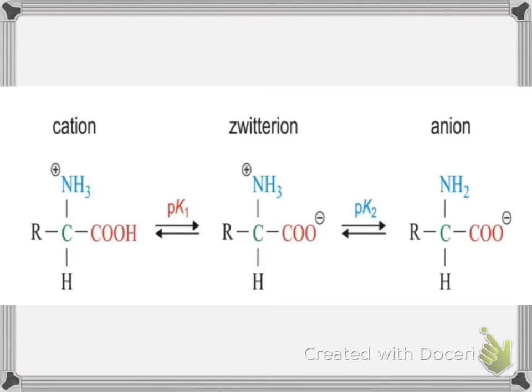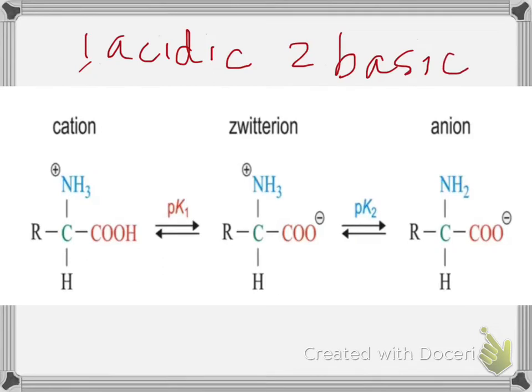Now consider two conditions. Now let us see what happens to this zwitterion in those conditions. One is the acidic condition and the other is the basic condition. First one is the acidic condition. In the acidic condition, or in acidic solution, the H plus concentration is more.